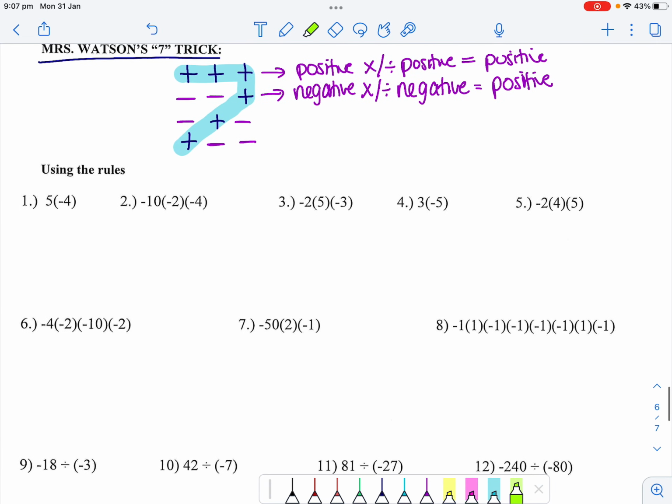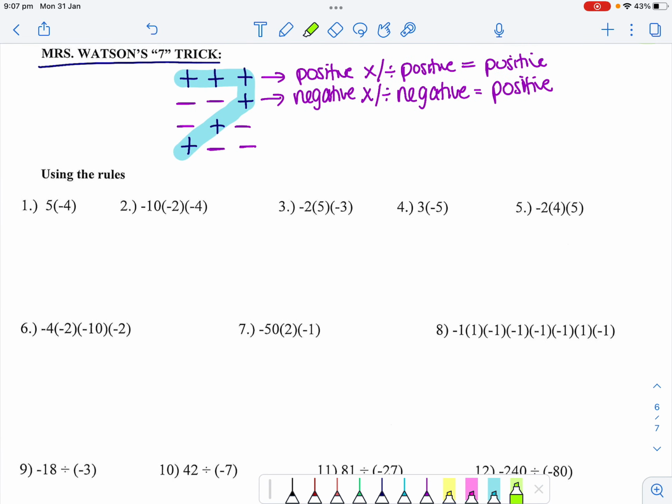So down here, we're just going to use the rules. So I'm going to keep my 7 showing here so I can see it. So 5 times 4 is 20. A positive times a negative is a negative 20. This one, I've got a negative, a negative, a negative. So there's 3 negatives. So my answer is going to come out negative. 10 times 2 is 20. 20 times 4 is negative 80. This one, I've got 2 negatives. So my answer is going to come out positive. 2 times 5 is 10. Times 3 is 30.